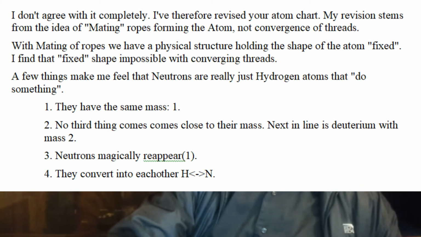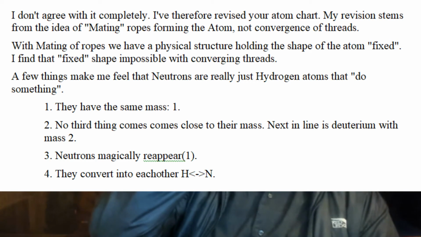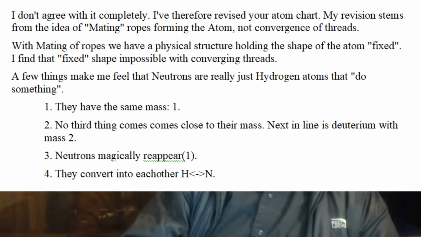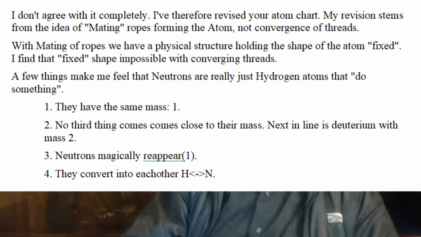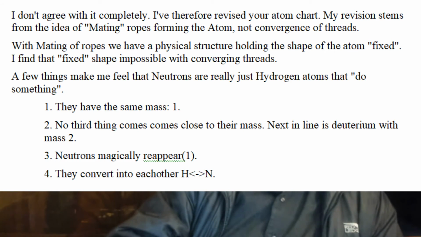Okay, fine. Next in line is deuterium with mass 2. Okay, fine. Neutrons magically reappear. Yes, and I assume he's referring to the conversion. Oh yeah, I think that's what comes next, number 4. They convert into each other. Hydrogen to neutron, neutron to hydrogen. And again, this is what we get from the literature. Don't put your life on the line for it, but it's a good speculation or a good assumption that maybe what they saw in the lab is correct. Okay, that maybe it matches what Mother Nature does out there. So, you know, just treat it lightly. That's all I'm saying. Okay.